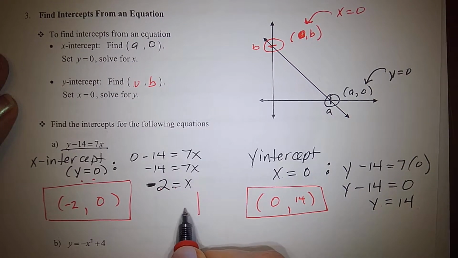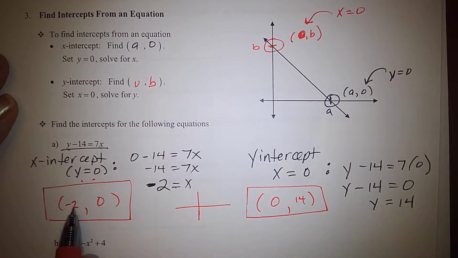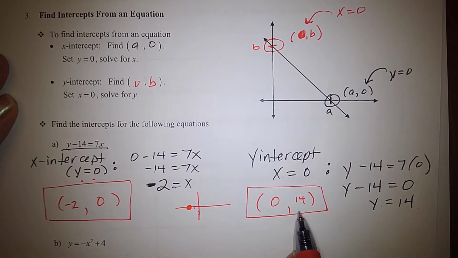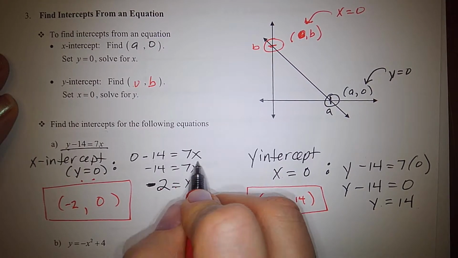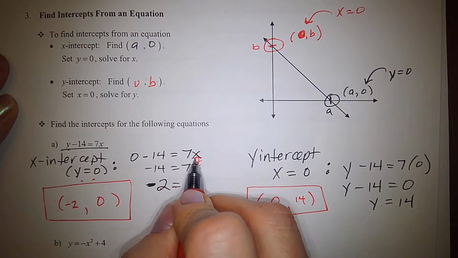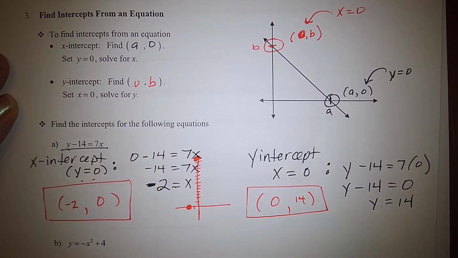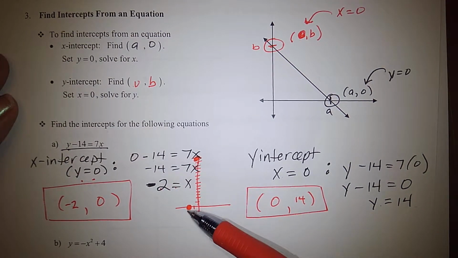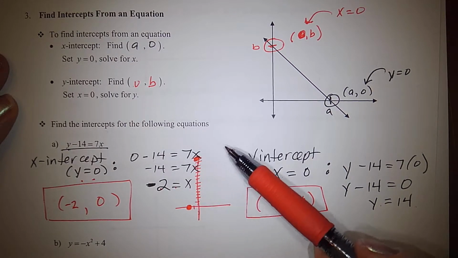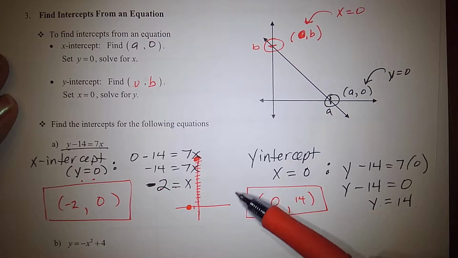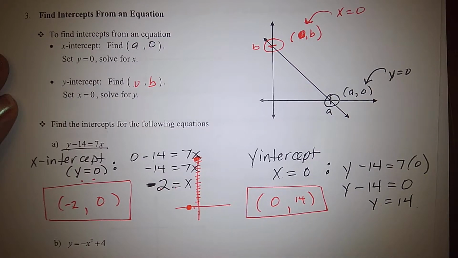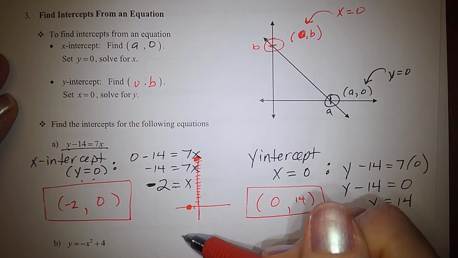So on a real small sketch of a graph, I would have an x-intercept at negative 2, 0, and a y-intercept at 0, 14, which is way up here. Now I don't know exactly what it's doing in between there. We will learn tips on how to connect the dots a little bit easier by learning trends that exist with certain equations. For now, we're only looking for those two intercept points. It very well could be just a straight line through.